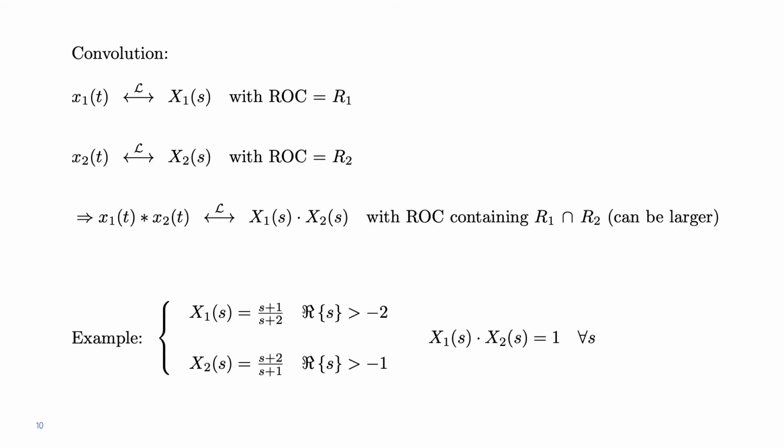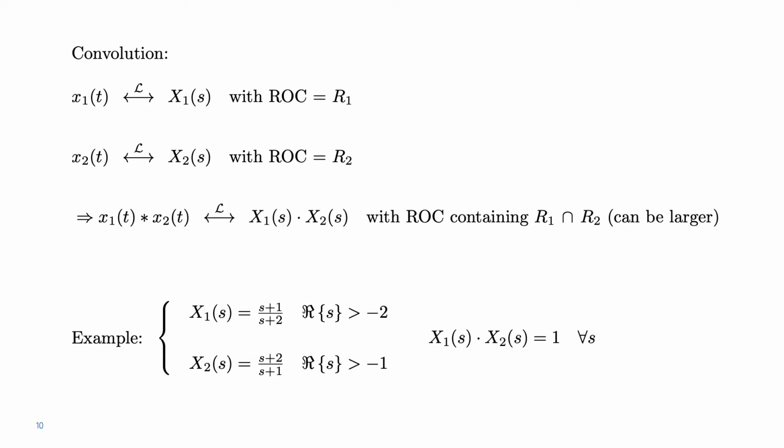Very important is the convolution property. So if we have two signals, the same as before, x1 and x2, with Laplace transforms x1 of s and x2 of s and regions of convergence R1 and R2, and then we do the convolution of these two signals, then the Laplace transform will be the product of their Laplace transforms. So this is similar again to what happens with Fourier. It could be proven in a very similar way.